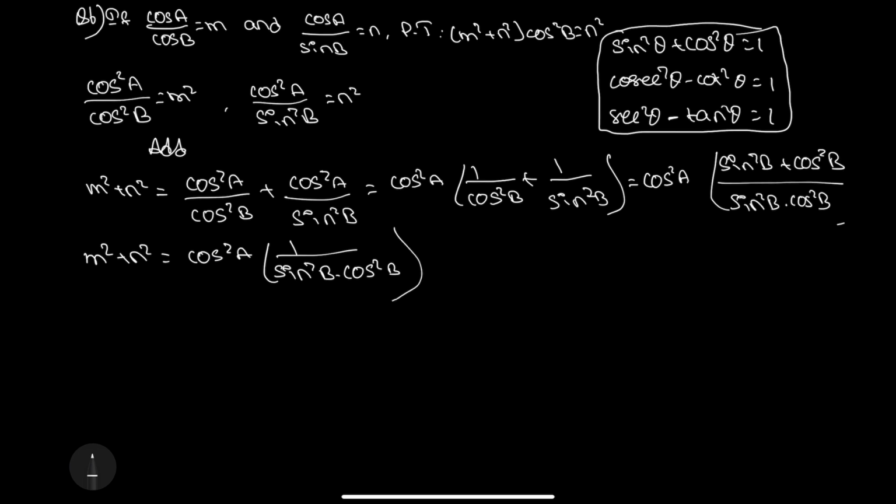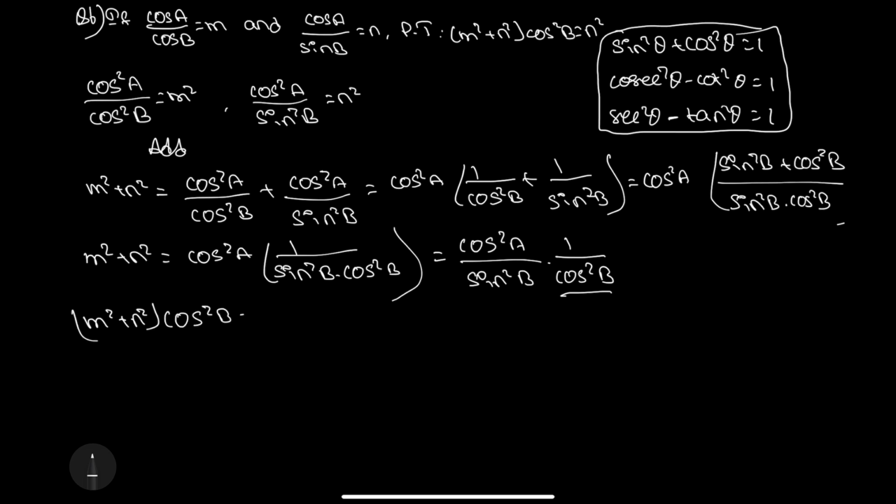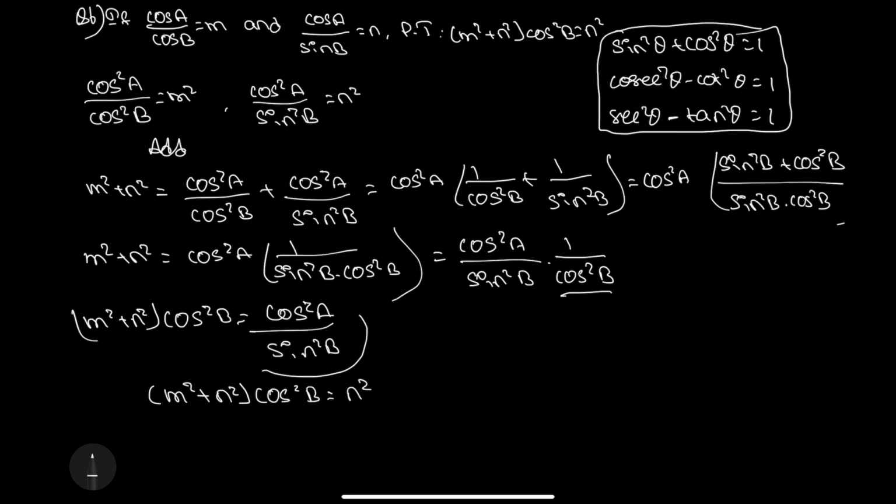Right? Next, if we observe here, we have cos^2 a / sin^2 b = n^2. We'll write this like (cos^2 a / sin^2 b) times again 1/cos^2 b. Now we have to transpose this cos^2 b to the LHS side. We'll get (m^2 + n^2) cos^2 b = cos^2 a / sin^2 b. And here we have this value, which is equal to n^2. Now let's replace this complete value with n^2. We'll get (m^2 + n^2) cos^2 b = n^2.